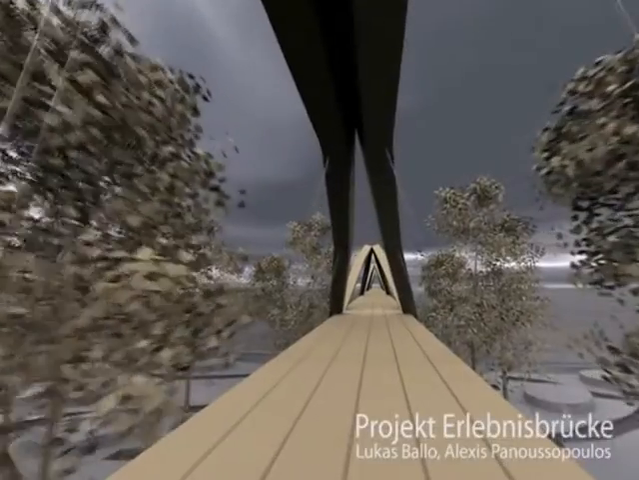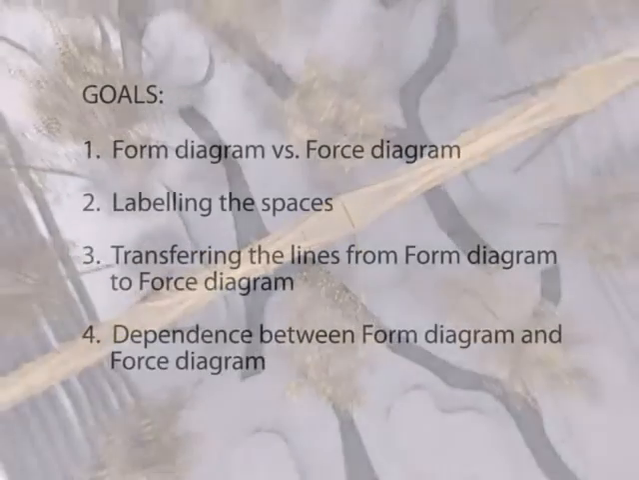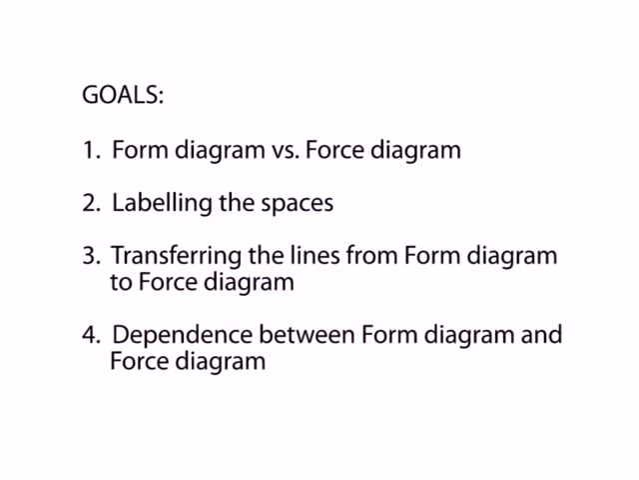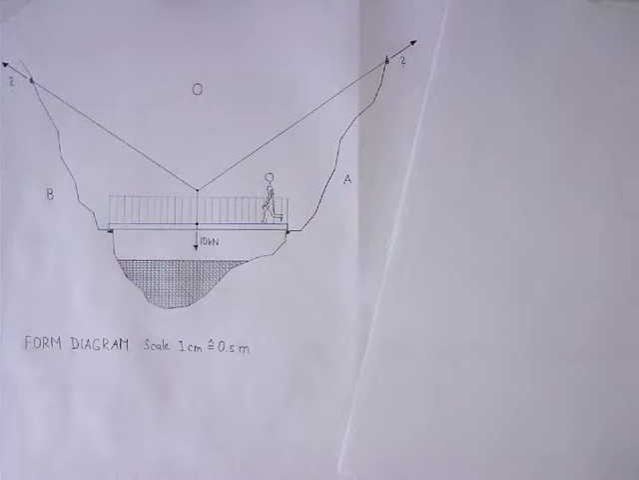Graphic statics is an extremely powerful method in building technology that enables you to design efficient and expressive structures like the master builders. The goals of this video are understanding the difference between form and force diagram, knowing how to label the spaces, transferring the lines from form diagram to force diagram, and learn the basic geometric dependence between form diagram and force diagram.